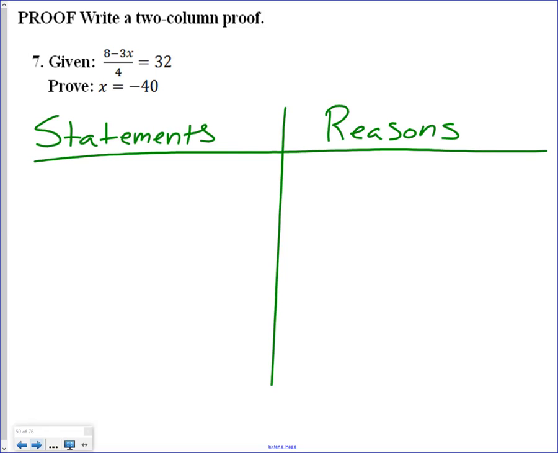Now the book will sometimes use alphabetical instead of numerical. I like numerical. It's pretty much the only thing you'll ever see me use unless I'm writing one from the book. So I almost always start with 1. Again, the book will sometimes go with a lowercase a instead. And again, our first statement, 8 minus 3x over 4 is 32. How do we know that? Because it was given to us, right?